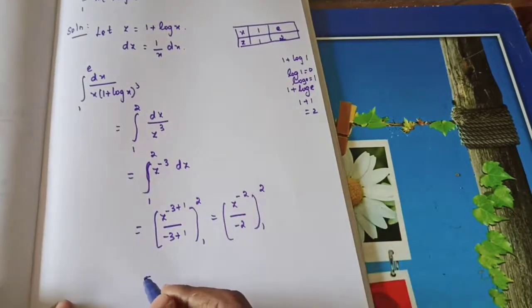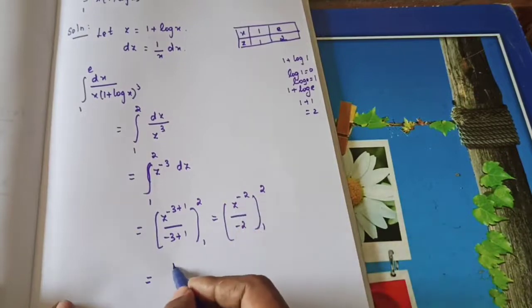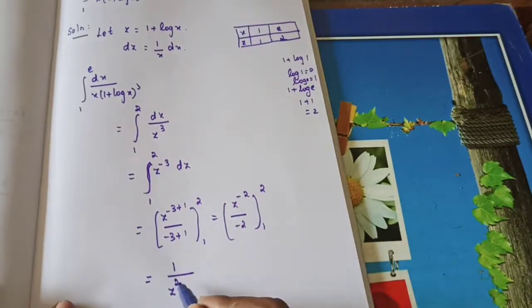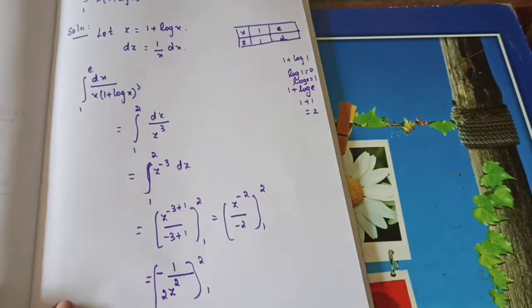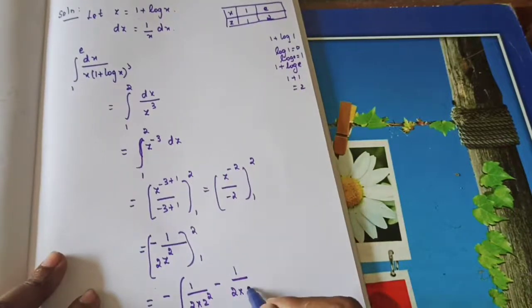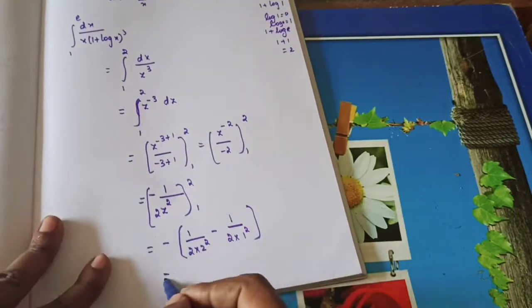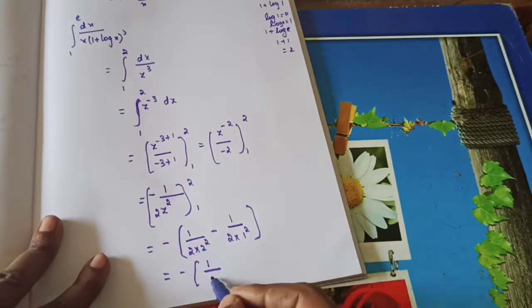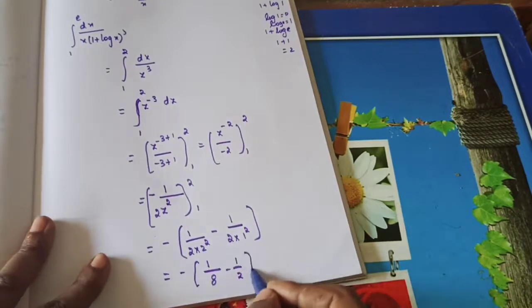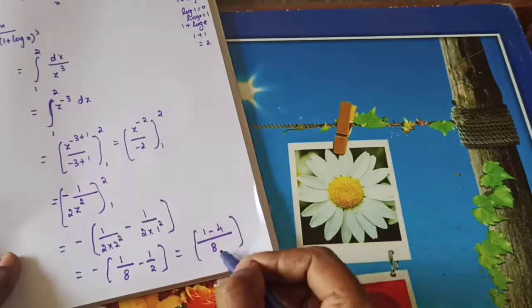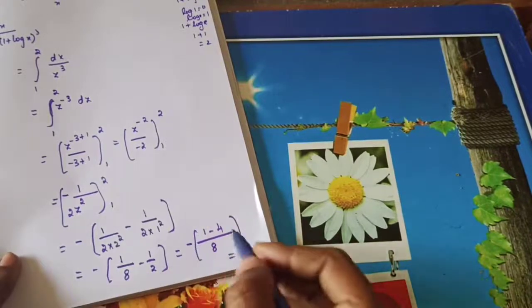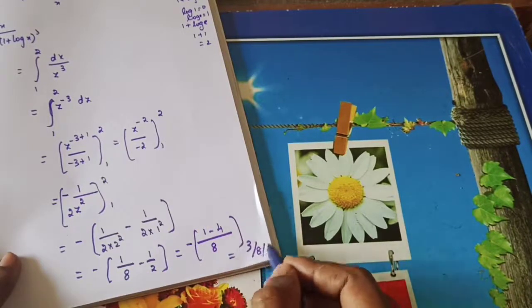That's equal to, now we can bring this to here. 1 by z square, minus is there, 2 z square. Apply the limit 1 to 2. Now apply the limit. Minus you can take common. So 1 by 2 into 2 square minus 1 by 2 into 1 square. So what's the value we'll get? Minus of 1 by 4 into 2 is 8 minus 1 by 2. The LCM is 8. So 1 minus 4. Minus is outside here also. So minus of minus plus. So the answer will be 3 by 8.